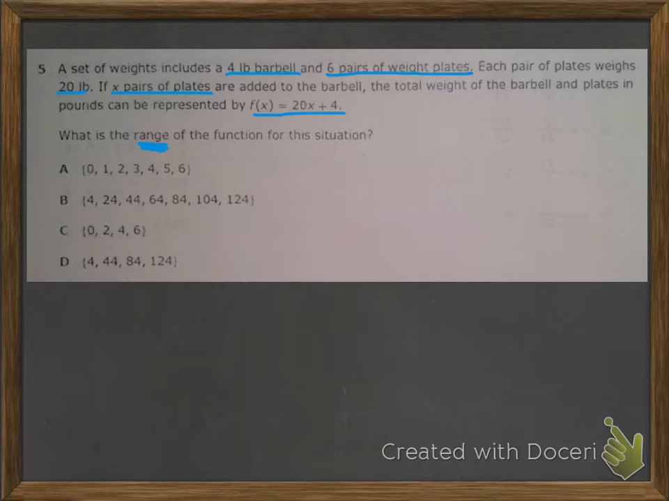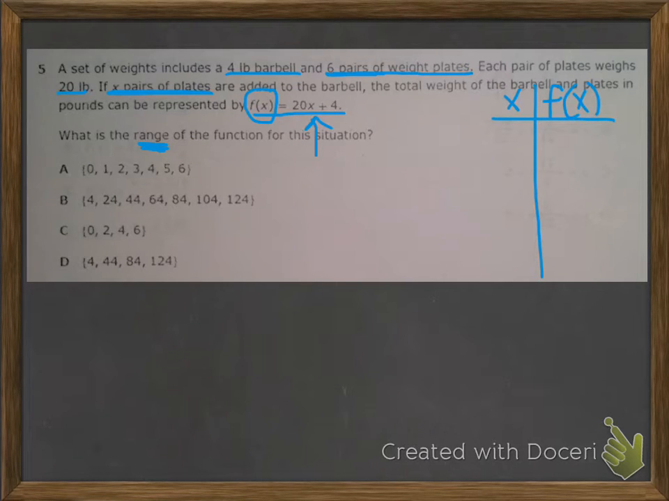So the range, remember, is our output, our y value. In this case, it's f(x). In order to get the output, I've got to know the input because the input determines my output. The inputs are our x values, and it says x is the number of pairs of plates. Up at the top it says there can be 6 pairs of plates. So what you might want to do here is make a table with my inputs and my outputs.